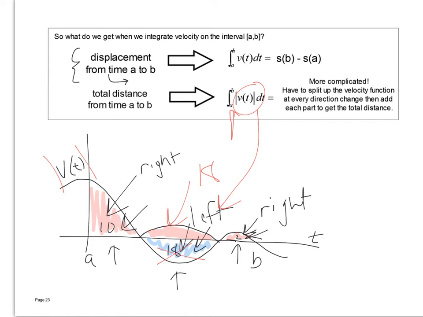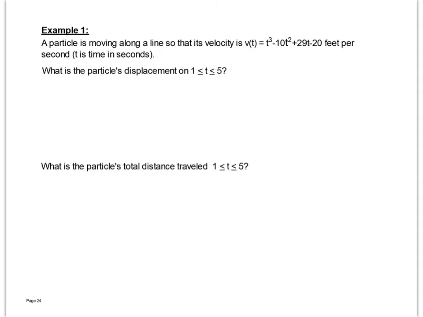All right, so going back, now we're going to flip. So we said on this video we would talk about net change with respect to velocity functions and how that related to acceleration, velocity, and distance traveled. So if I'm looking at a problem like this, a particle's moving along a line, so its velocity is that crazy function in feet per second.